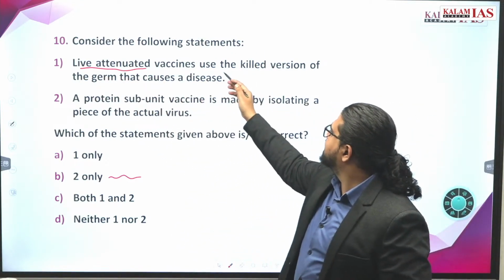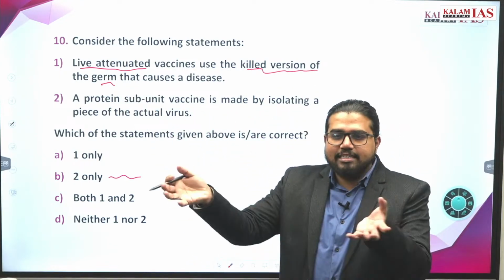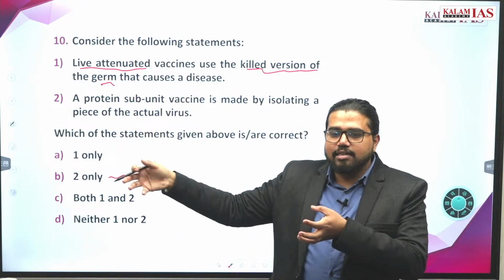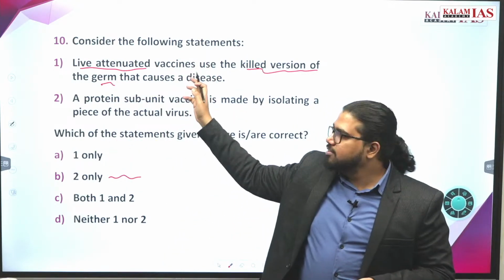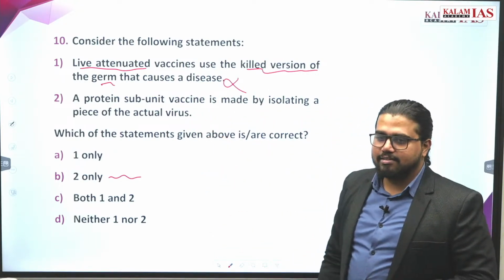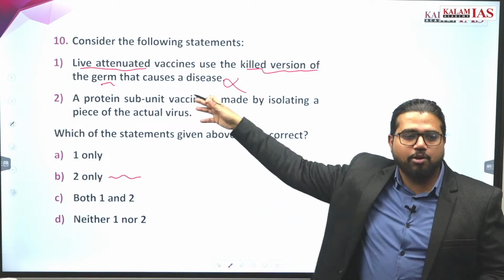Live attenuated vaccine uses a killed version of germs. It's contradictory within itself. If it is live, that means there is something alive. It is not completely killed. So this statement is contradicting itself. What about this statement? I'm trying to answer this even if I don't have much knowledge about how vaccines and all work.